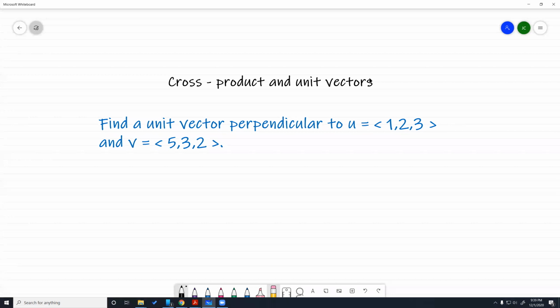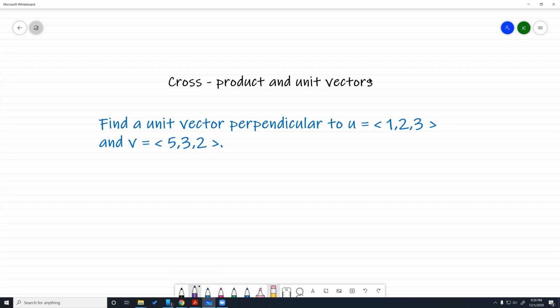Okay, so here we have a pretty good cross product and unit vector problem. By doing this problem, I'll show you a more efficient way of doing 3x3 determinants. So that'd be a useful skill to pick up on. All right, here we go.